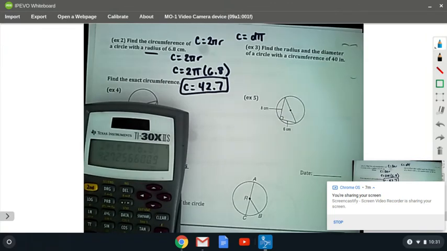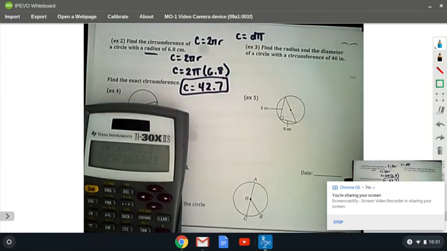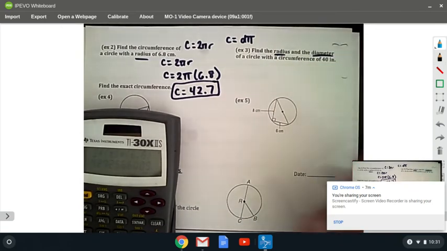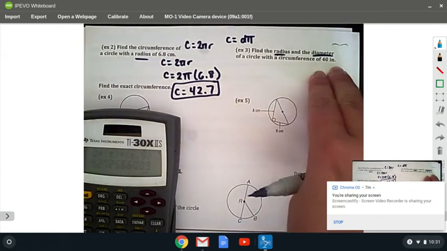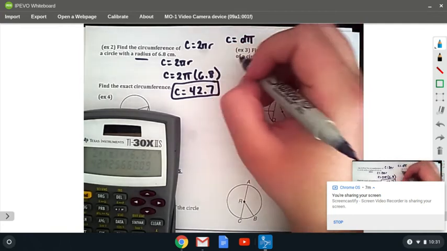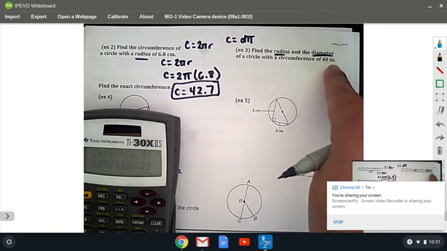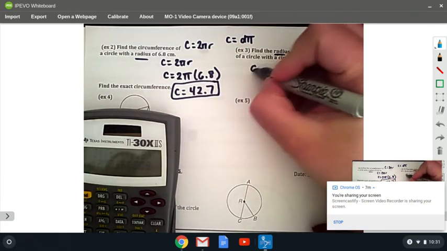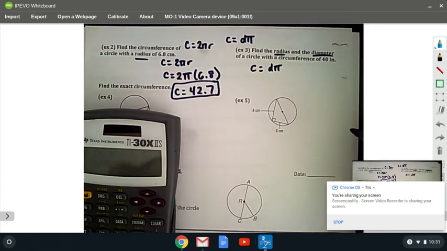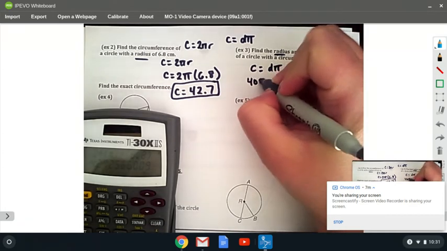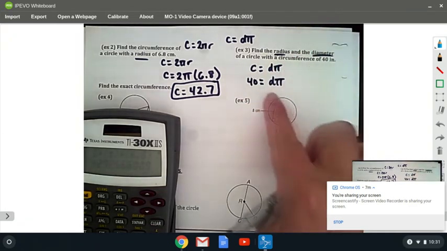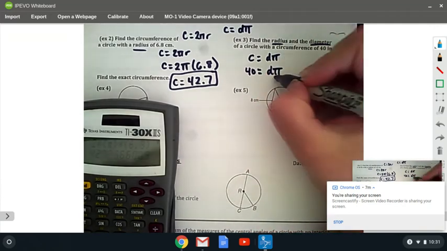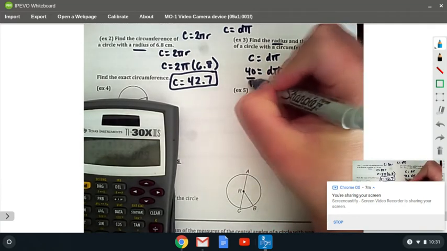Okay. The next problem here, find the radius and the diameter of a circle. So they want me to find the radius and the diameter if they give me a circle with the circumference of 40. So I can use either of these equations because they want me to find both. I'm going to use this one just because there's less numbers and variables in it. So C equals d pi. So I know that C is 40, so I can plug that in. I'm solving here for d. Pi is just a number, it's not a variable, so I can divide by pi on both sides.